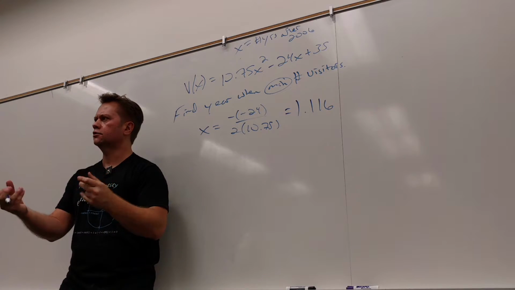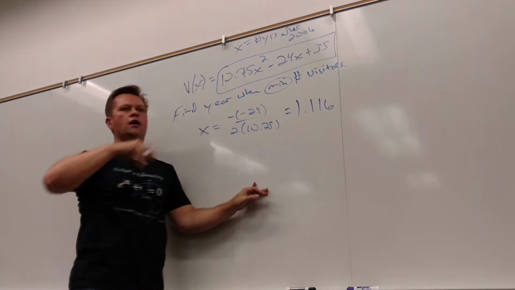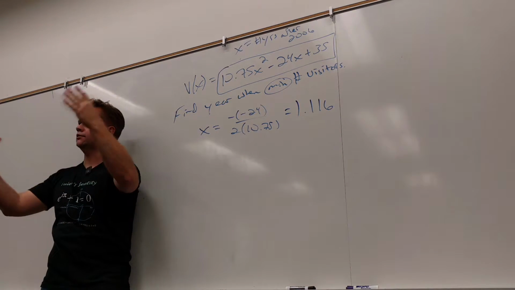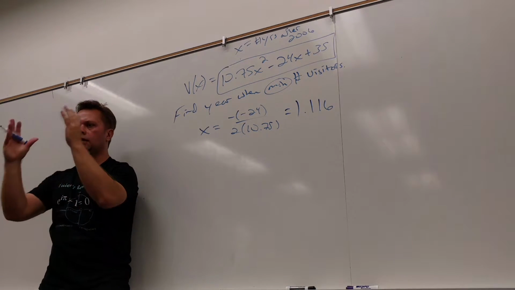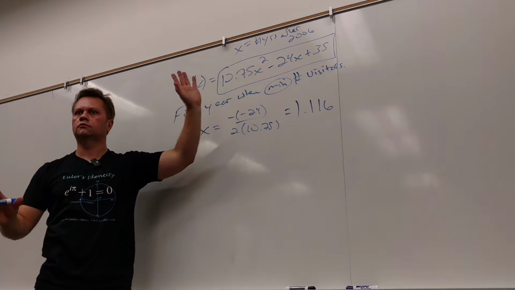So some of the problems can give you an equation that has been constructed to model something. In this case, it models the number of visitors to Facebook. Given that equation, you can find a min or a max, depending on if it opens up or down.